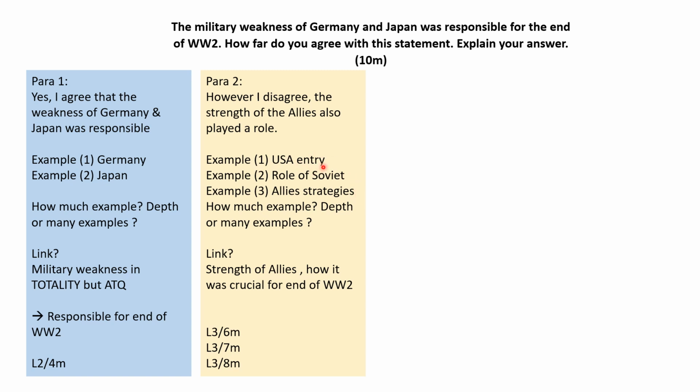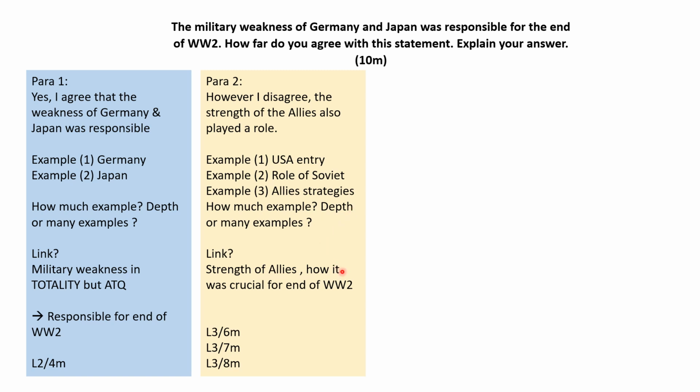You can either talk about just one example about USA entry and go deep. Or it can be the role of the Soviets. It can also be the Allied strategy. So it depends on how much you can memorize, or you're going to have a touch and go. That means you're going to give a variety of examples. All right, that is the meaning of depth versus as many examples.